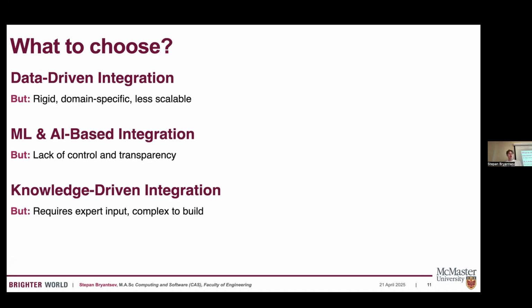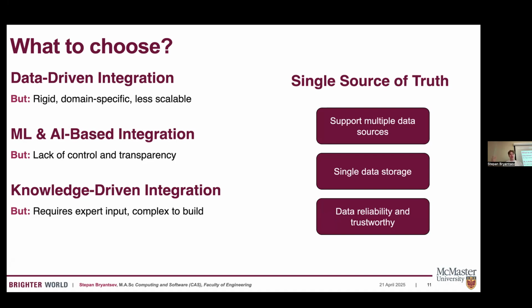But on the other hand, we have a single source of truth approach. This approach is based on three main properties. The first one tells us that we have to support multiple data sources. The second is that we have to build a single data storage and aggregate all the information in a single place. And the third property, the most important one, is that we have to ensure data reliability and transparency. This is what the single source of truth paradigm is about.